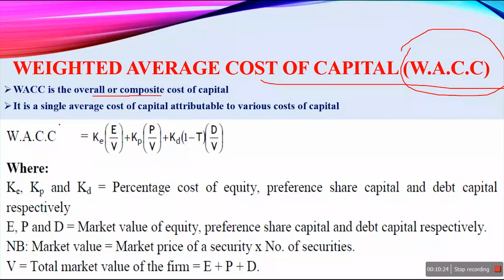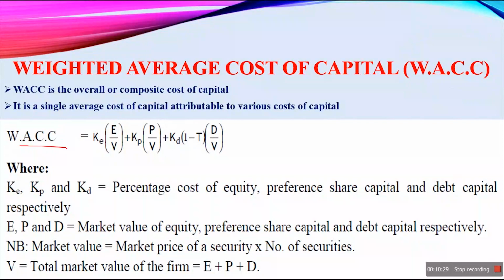In this case, to get the weighted average cost of capital, we use this formula here, whereby WACC is given by the cost of equity KE into bracket E over V plus KP into P over V plus KD into 1 minus T multiplied by D divided by V, whereby KE, KP, and KD in the formula represents the cost of equity, cost of preference shares, and cost of debt.